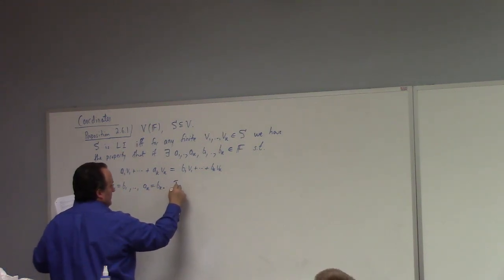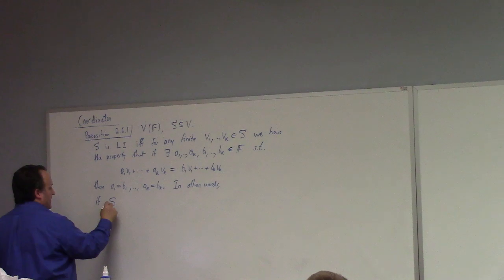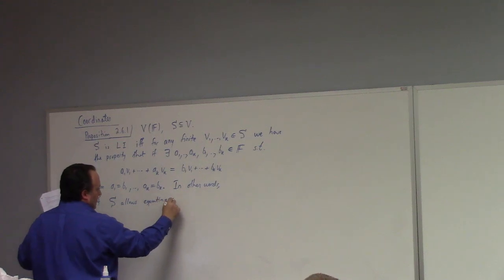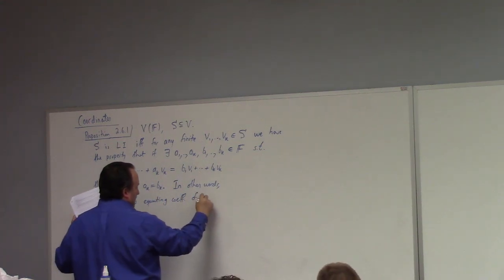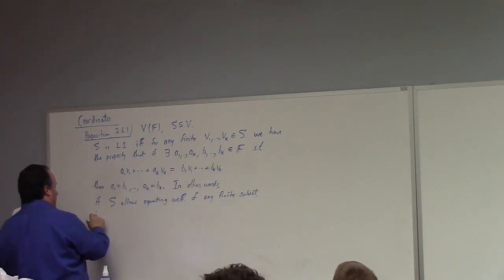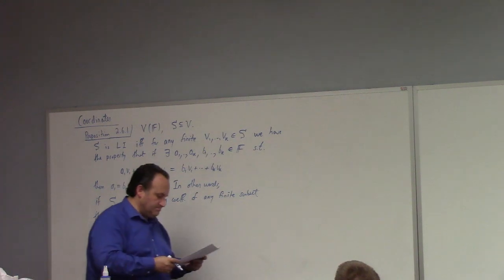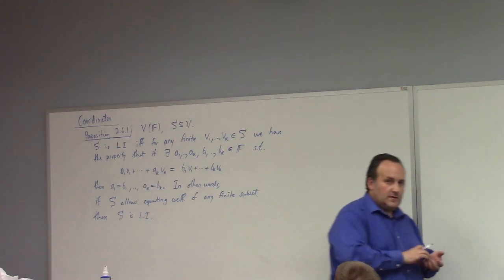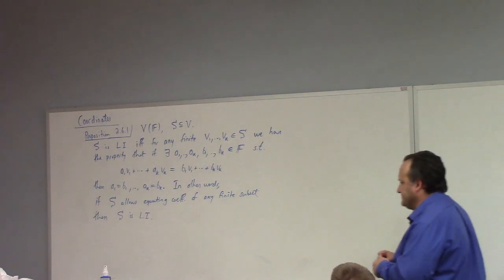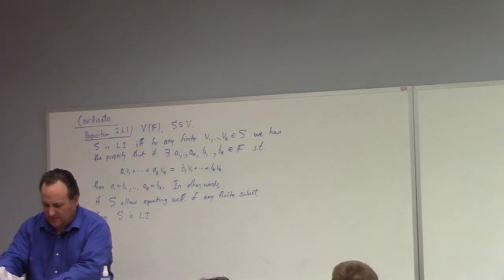In other words, if S allows equating coefficients of any finite subset, then S is linearly independent. All right. It looks so innocent in my notes, and then I try to write it out.